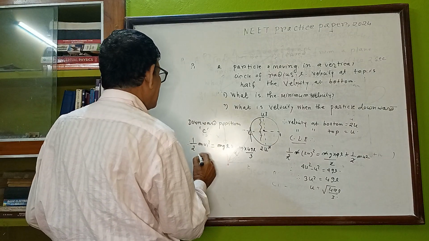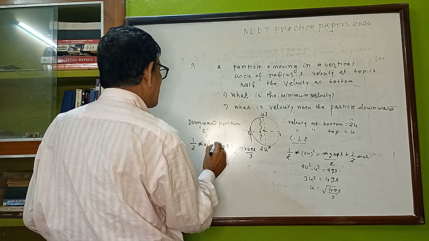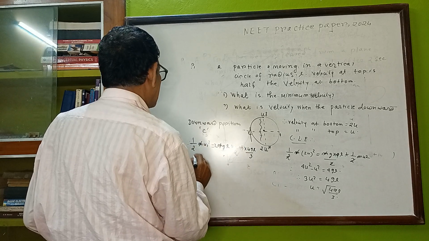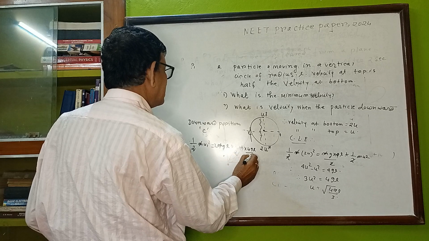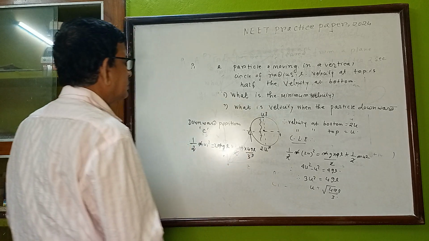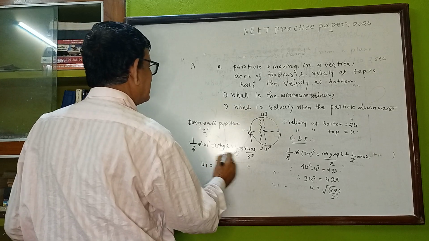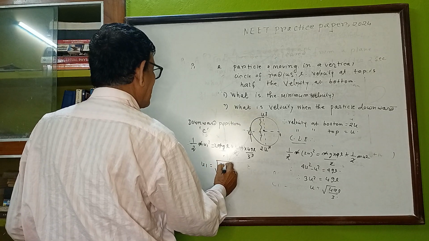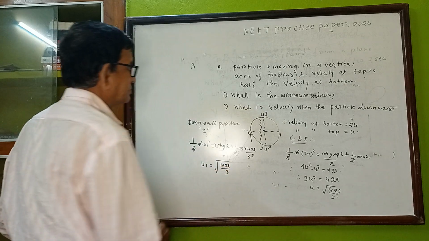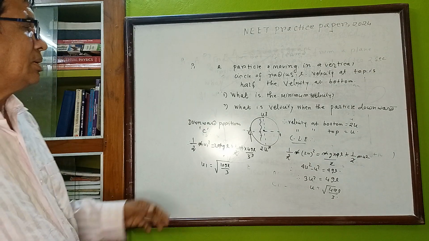So if you suppose 2 and 2, the m's cancel, the 2's cancel, then E1 is coming root over 10gL by 3. Where? At the point C.